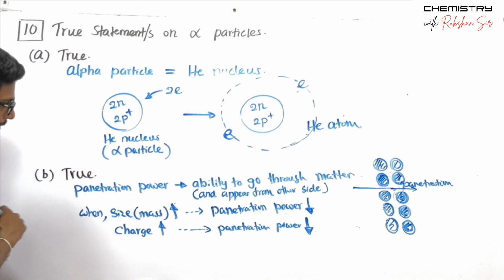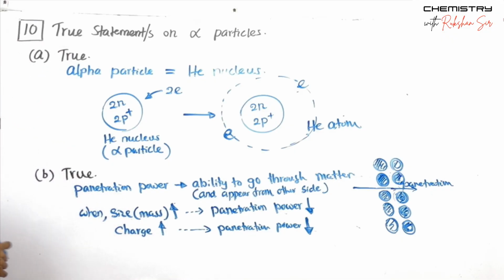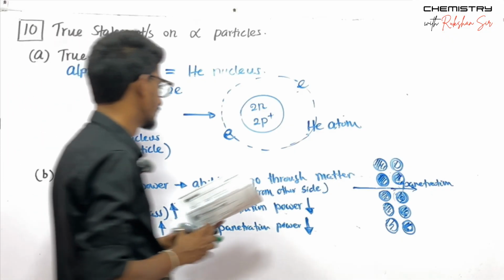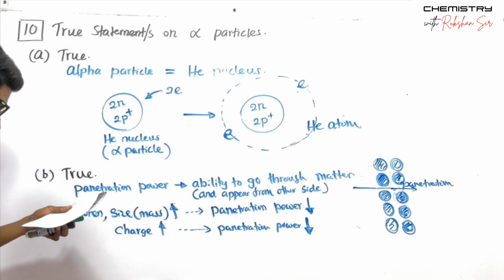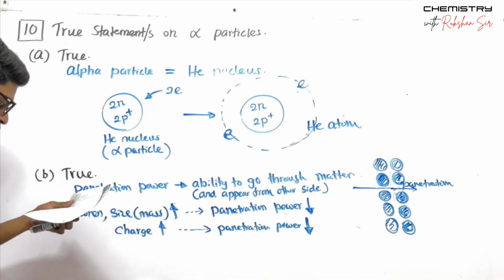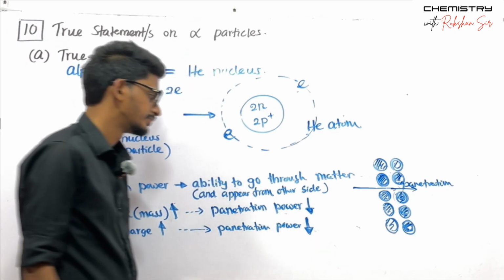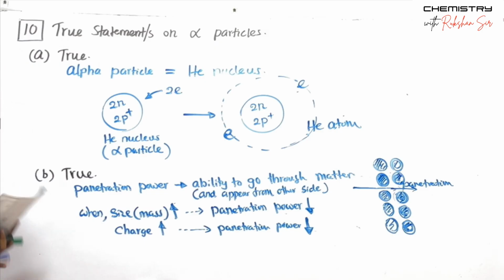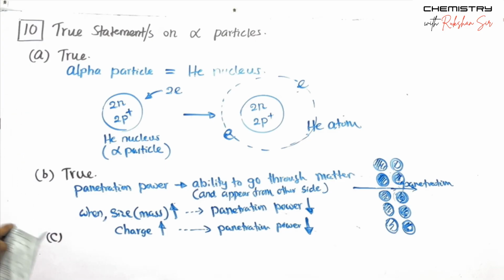As the size is high and the charge is high, the penetration power is small for alpha particles. Now, statement C: the ionization power of alpha particles is very small. So what about the ionization power? Actually, that is the opposite.